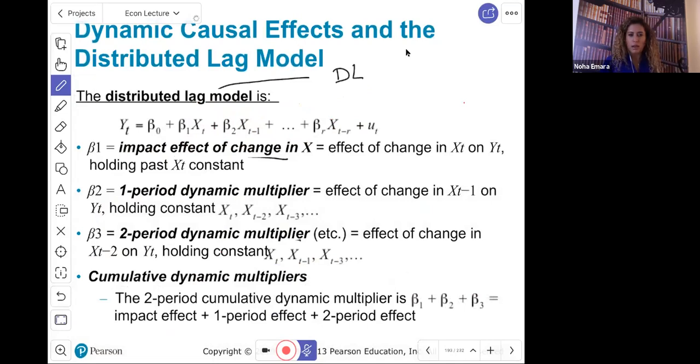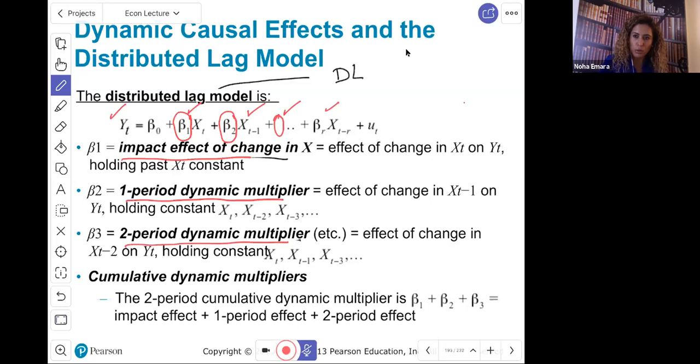Okay, so this is exactly what we're doing in the state example, right? We do have the percentage change here. We do have freezing degree day today, the first lag, second lag, and so on. We kept going up to FDD6. The first coefficient is called the impact effect. The second coefficient, which is attached to the first lag, is called the first period dynamic multiplier. The third coefficient, which I don't see here, but it's the one attached to X_t minus 2, is called the second period dynamic multiplier.